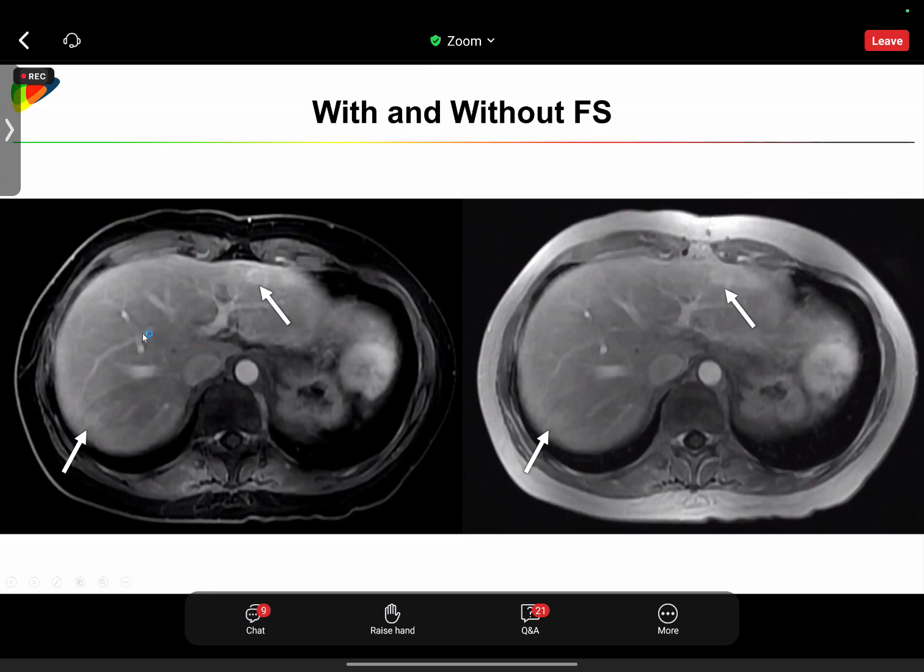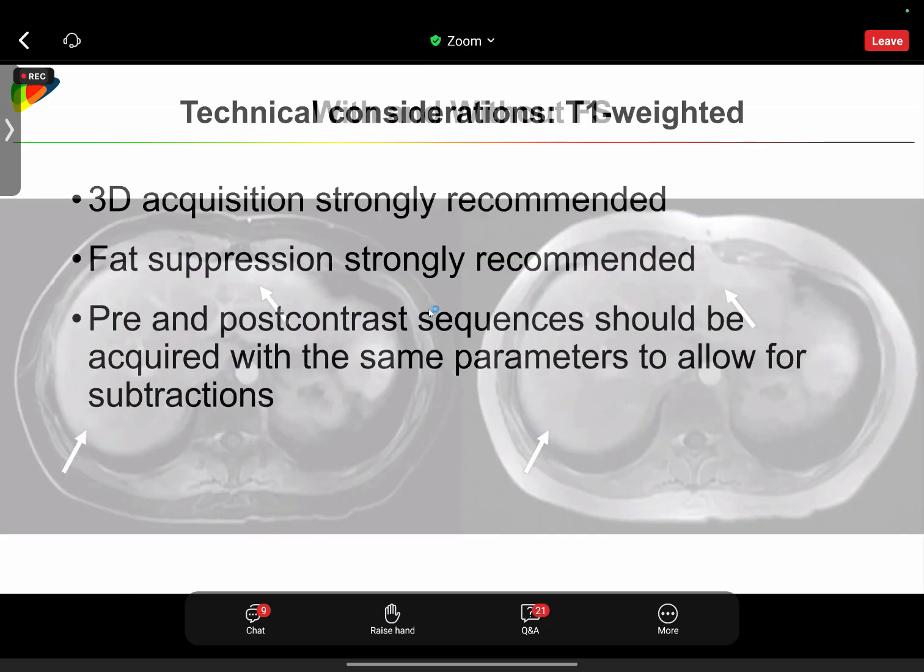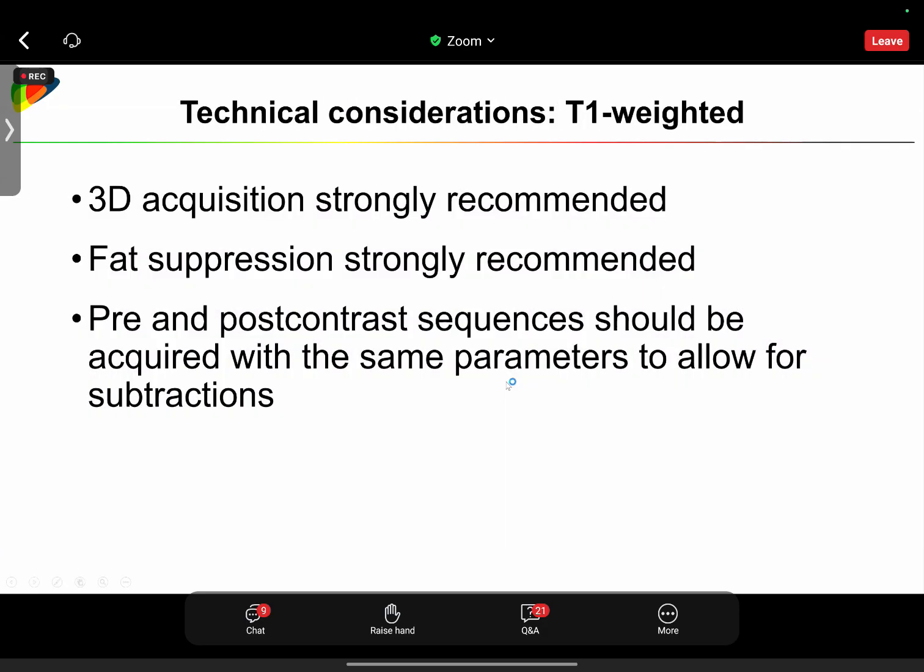More importantly than anything is that the pre and post contrast sequences have to be acquired with exactly the same parameters. Otherwise, you can't really use the subtractions. And really, you want to optimize the technique for all the sequences.